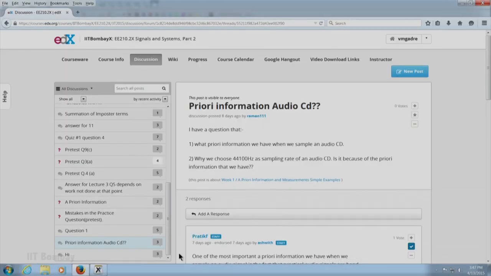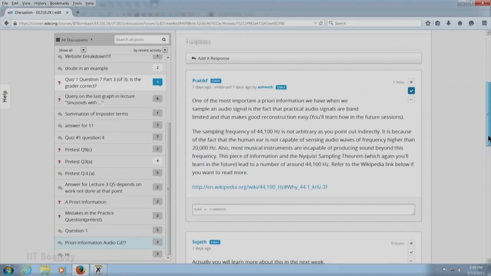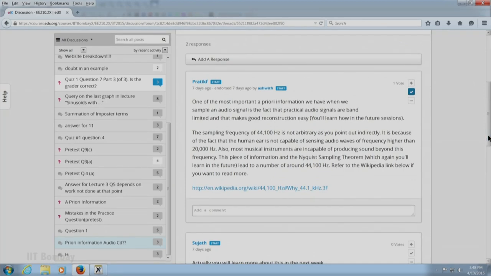So, I see that a few days ago, Raman111, at least that is his email name, has posted a question: what a priori information do we have when we sample an audio CD? And why do we choose 44,100 hertz, the sampling rate of an audio CD? Is it because of the a priori information that we have? And in fact, you are lucky to see a very beautiful response from my teaching associates.